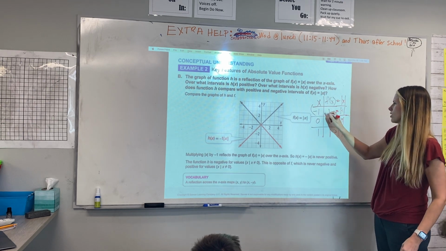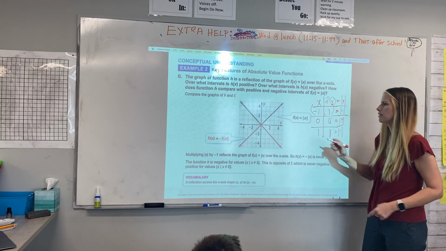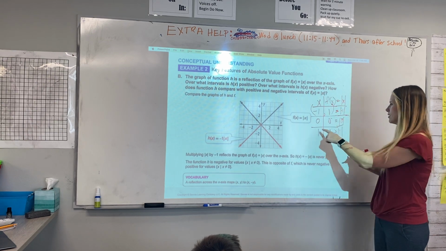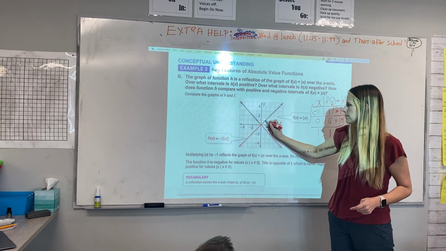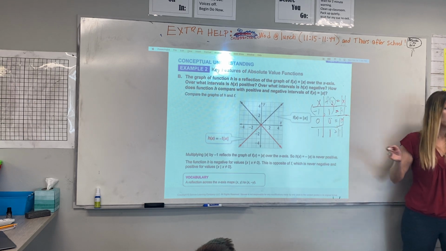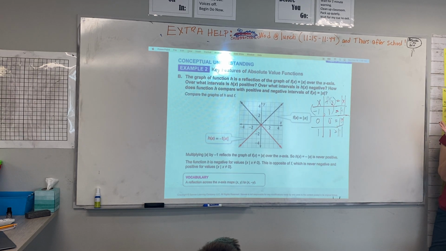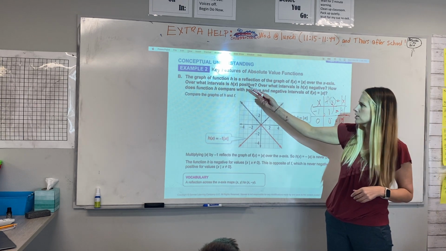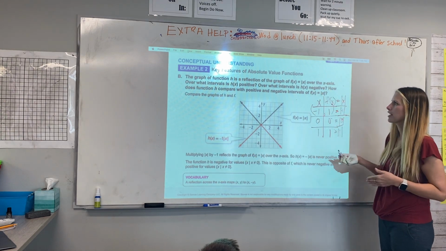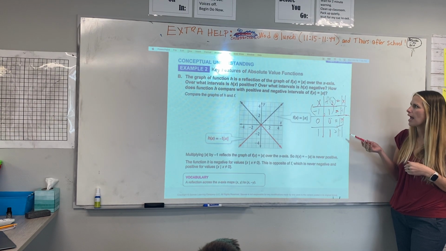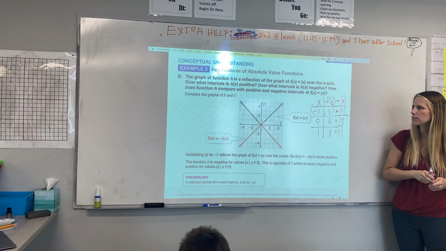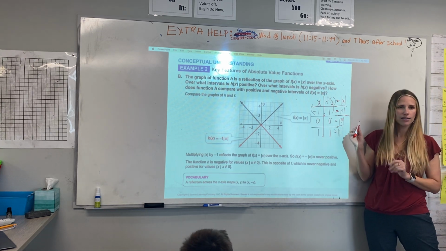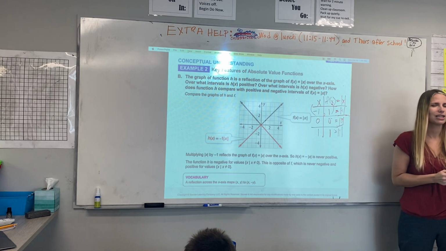Let's just check to make sure we're on the right track. These are our coordinate pairs: -1, 1; 0, 0; and then 1, 1. And we can see that we are right on the money. We have our chart, we have our absolute value function, and everything is good. Then it says the graph of function h is a reflection over the x-axis of the graph of function x. Then it asks you a ton of very confusing questions, which we will go over in just a second.